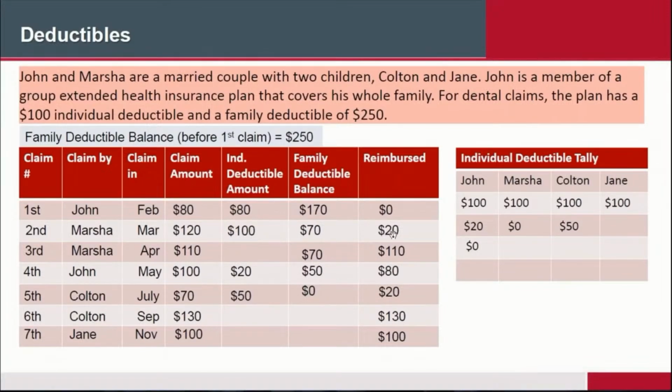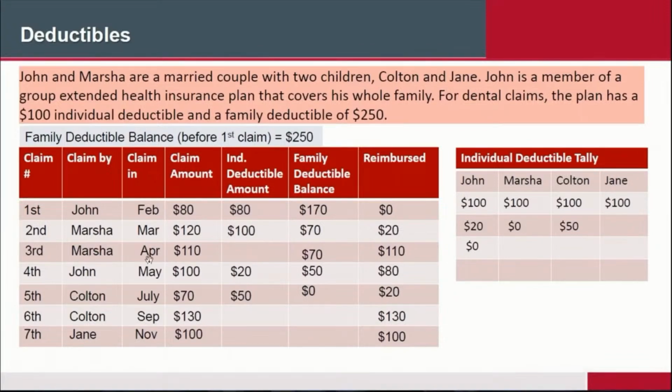So now she gets reimbursed $20 because $100 is deductible. But notice that $170 now, because they've already used up $100 of the family deductible, the family deductible is now down to $70. Okay, so we're chipping away, you see, at the family deductible.